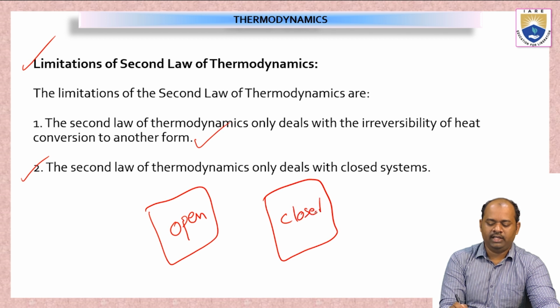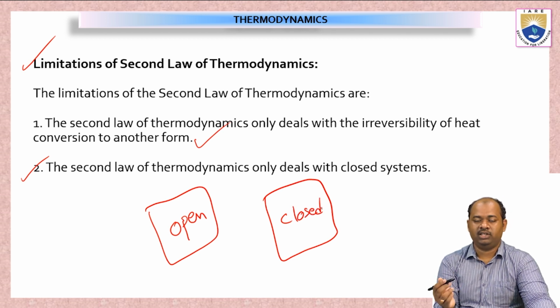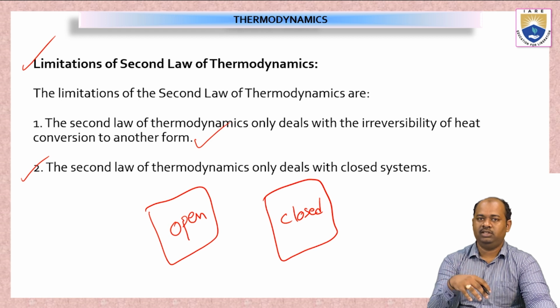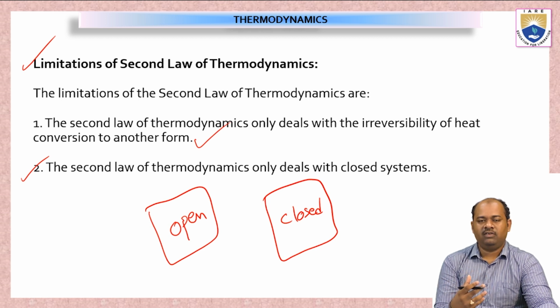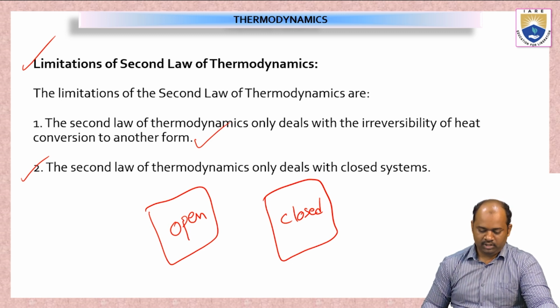That is why for all IC engines, that means internal combustion engines, where the combustion happens inside a closed chamber, the second law can be easily applied. So the second law is only possible for closed systems. For external combustion engines, the second law of thermodynamics is no longer valid. These are the limitations of the second law of thermodynamics.